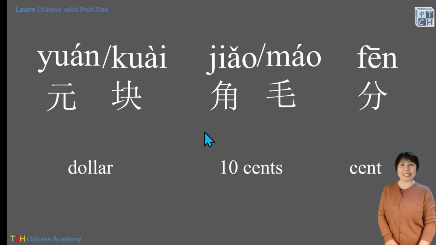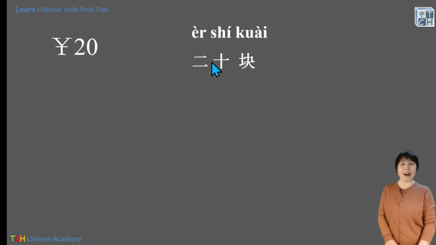Okay, so let's see, how do we say the prices? For example, 20 yuan, right? So we say 20, so we have the number first, 20块. So 块 is in colloquial Chinese, 20块. You just give the number and then the unit. That's easy, 20块.